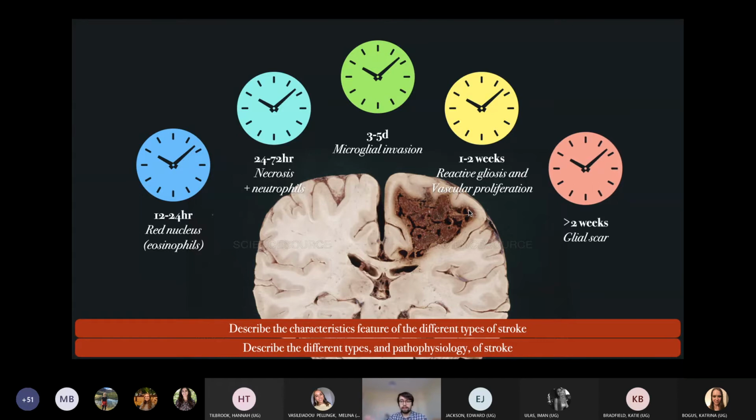And then the final stage is a glial scar, where it scars over and it becomes a hardened appearance. Now, when I used to do dissection, we would use this to stage time of death in people who'd had hemorrhagic stroke. And that's why I bring this up.